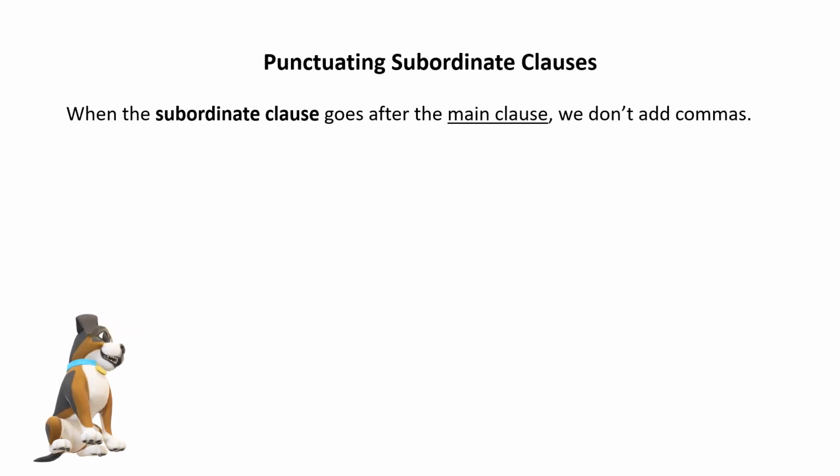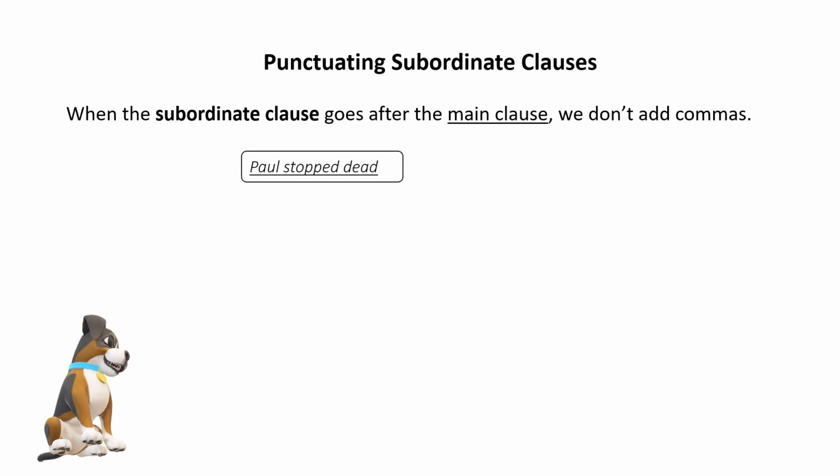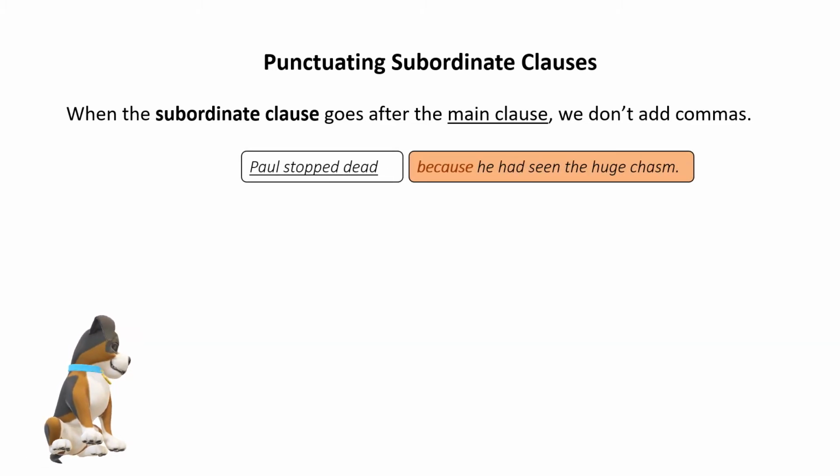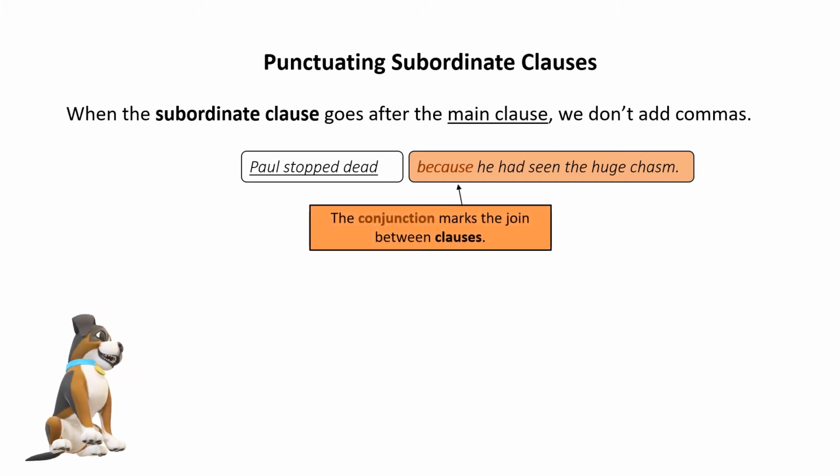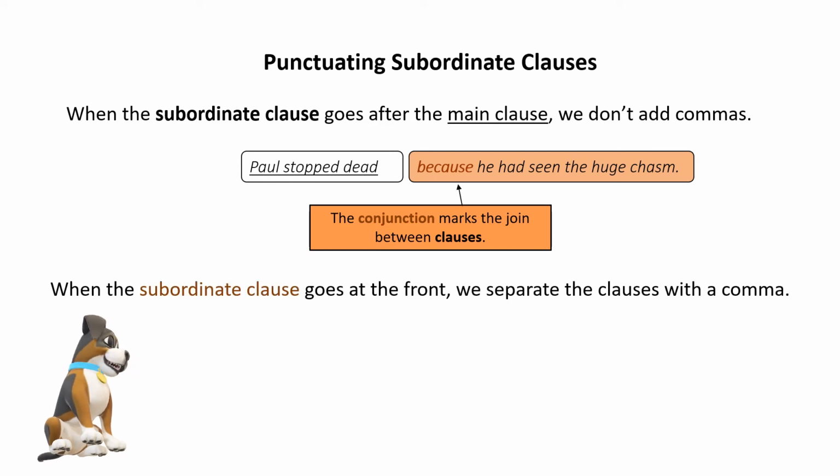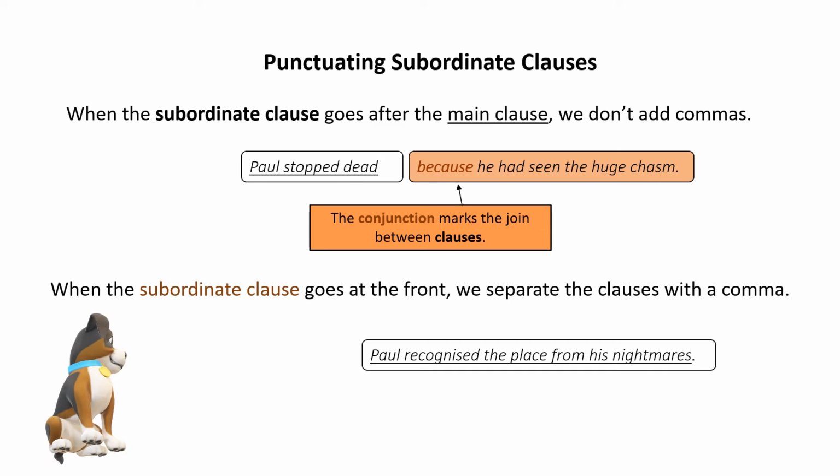So just to repeat that, when the subordinate clause goes after the main clause, we don't add commas. Here we have "because he saw the huge chasm" coming afterwards, therefore we do not need a comma. But when it goes in the front, we do have to use a comma. So here's our subordinate clause: "When he saw it". Our main clause comes second, so we will need a comma to separate those two clauses.